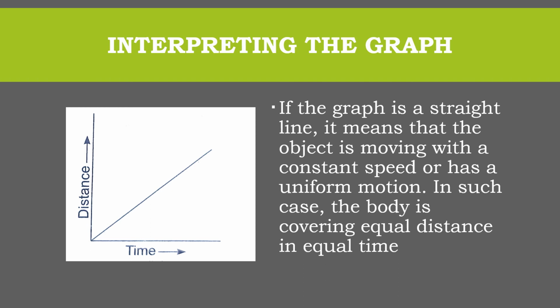Interpreting the graph. If the graph is a straight line, it means that the object is moving with a constant speed or has a uniform motion. In such a case, the body is covering equal distance in equal intervals of time.